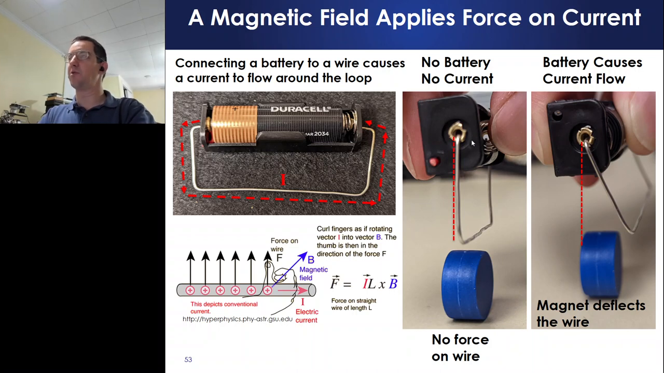First, we will take the wire and place it within the battery holder when no battery is present. We will observe that the magnet has no effect on the wire, therefore demonstrating that the wire is not magnetic. After placing the battery within the battery holder, a current now flows to the wire. We now observe that the magnetic field from the magnet establishes a force on the moving current within the wire.